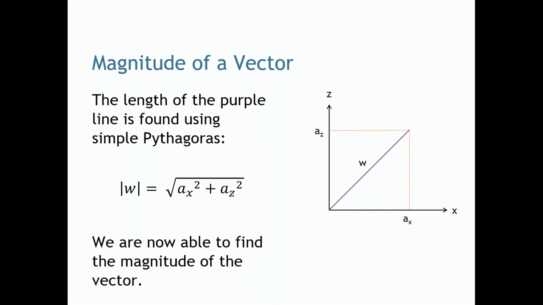You apply it here and say your magnitude W is equal to the square root of AX squared plus AZ squared. When you impute the figures, we will be able to get what we're looking at. So we are now able to find the magnitude of the vectors. By the time we impute the values, it will come out here. This will give us the magnitude of the purple line, which is the W. So we've now been able to find the magnitude of this purple line.